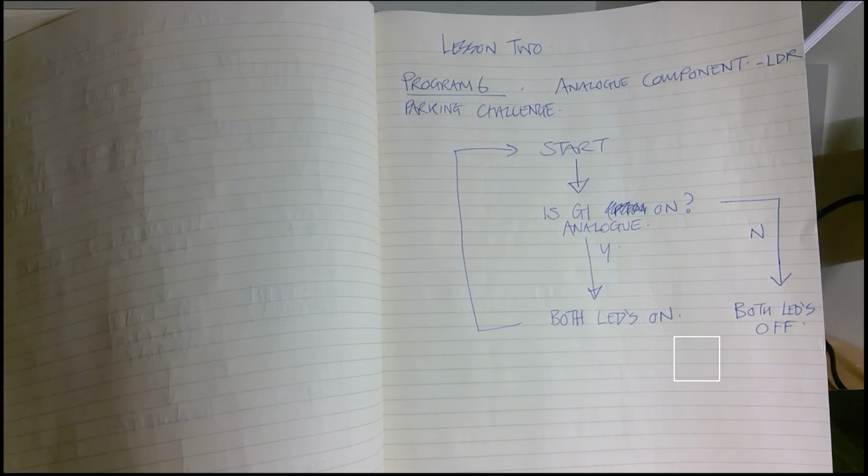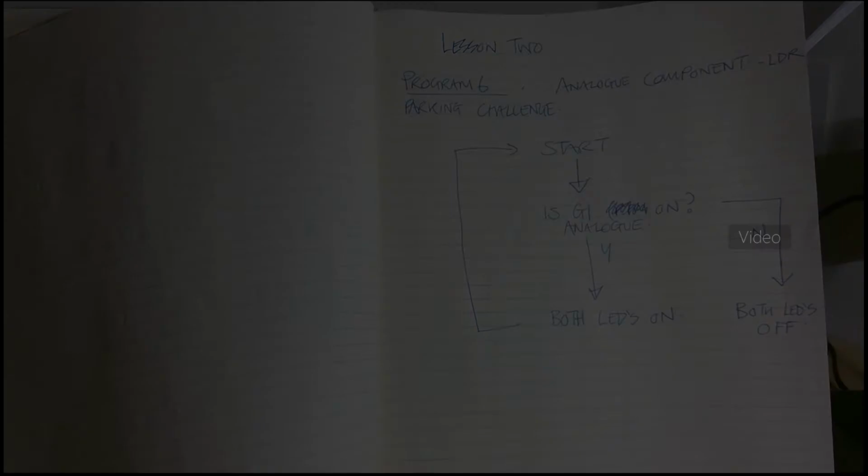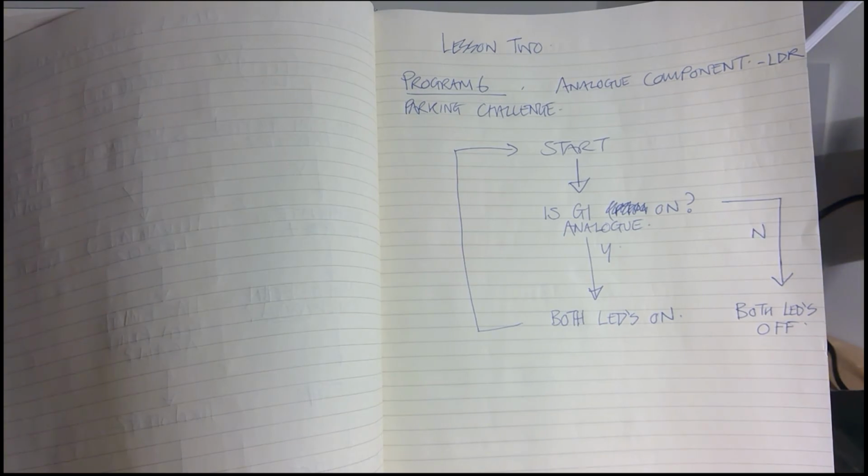This is probably your second lesson, I would have thought by now, and it's your sixth programming task. What we're going to be looking at is analog components, which will hopefully help you with your parking challenge, one of the 3 challenges that you have. We're looking at analog components, analog inputs in particular.